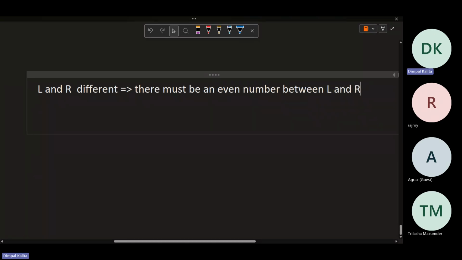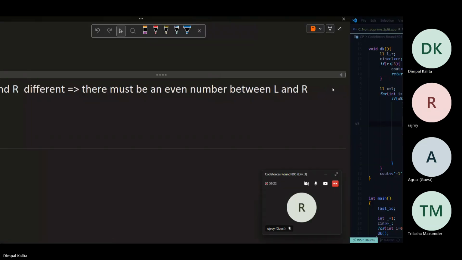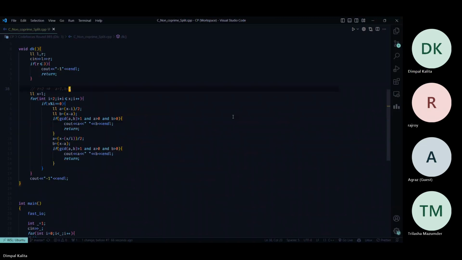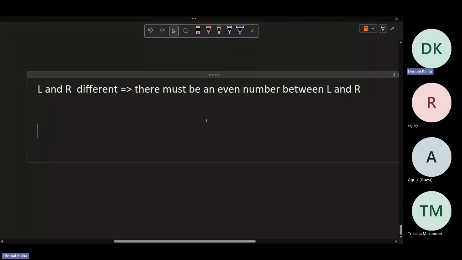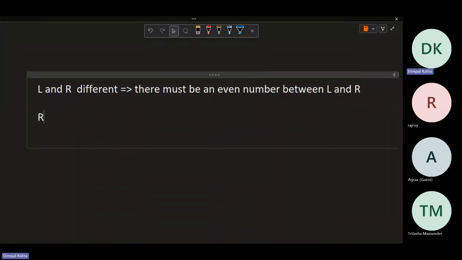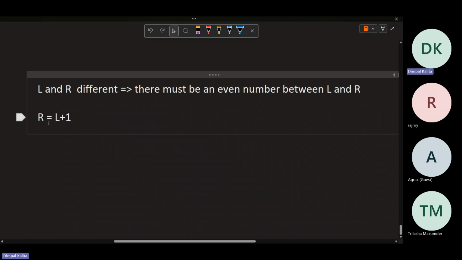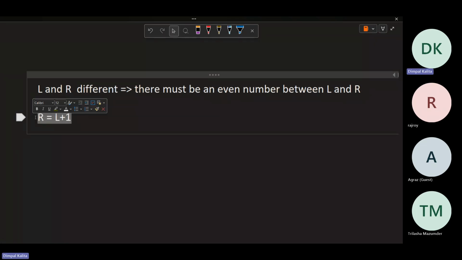I guess you can notice because if L and R are different, at the minimum R will be L plus 1. At the maximum R can be L plus 2, L plus 3, L plus 4. But at the minimum R will be L plus 1. And if L is odd, R will be even. If R is odd, L will be even. So there will always be one of these that is even.